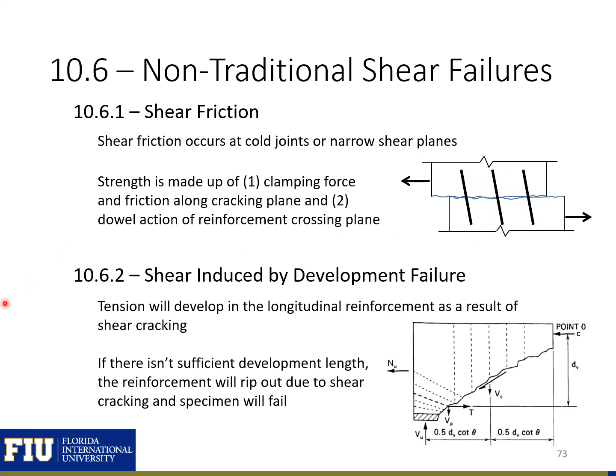The other non-traditional shear failure is called shear induced by development failure. It has a couple other names, but that's what we'll call it. Essentially with this failure, looking at our free body diagram that we've been using for shear, we count on the tension force from our tension reinforcement. If we don't have a sufficient development length to develop that tension reinforcement, then our reinforcement is going to pull out of our section, triggering shear failure. So we need to make sure that we have sufficient development length of this tension reinforcement to prevent shear failure.